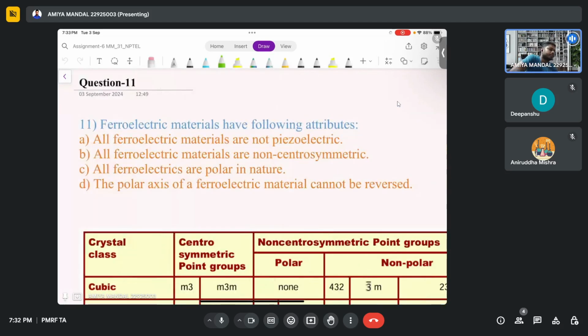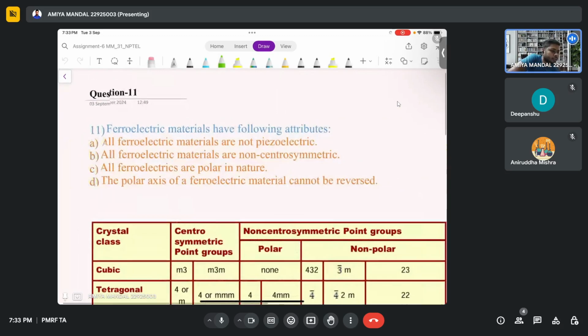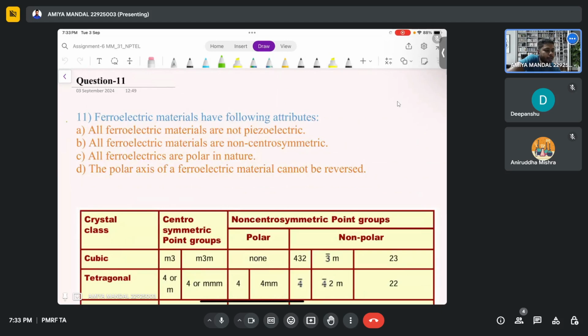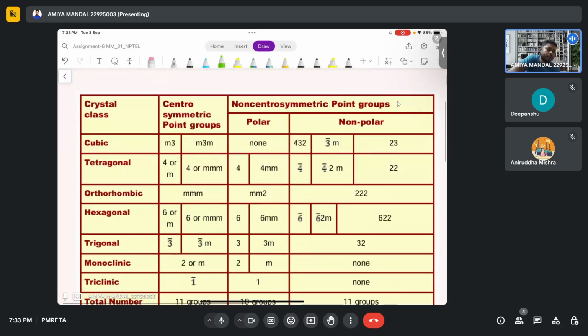Now, see question number 11: ferroelectric materials have the following attributes. Are they piezoelectric? Are they non-centrosymmetric, polar, and is there reversal of axis? Okay, so let's see. I have already discussed the different polar point groups.